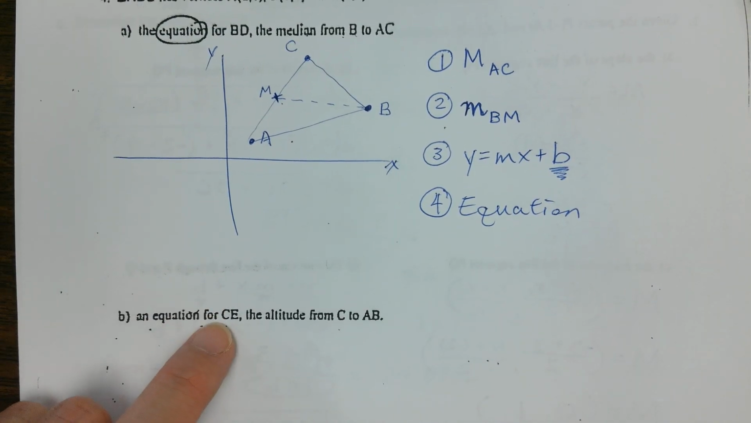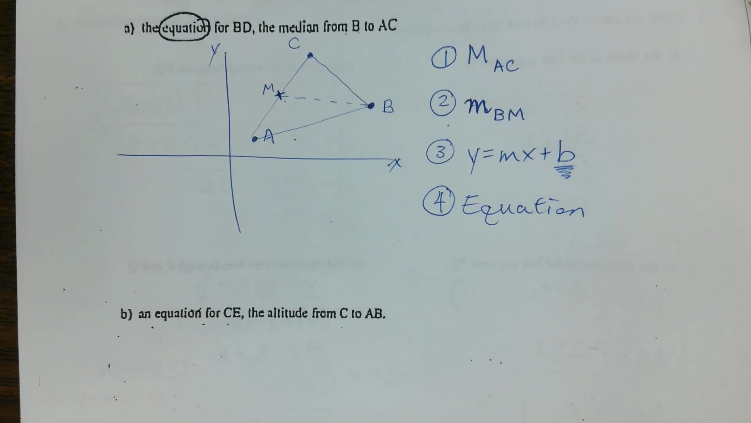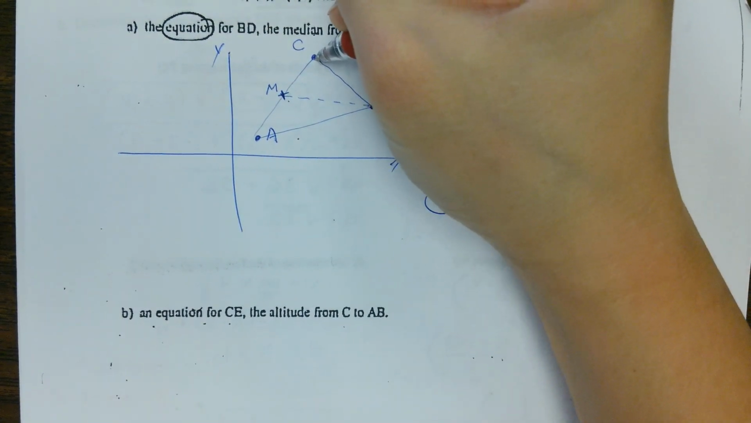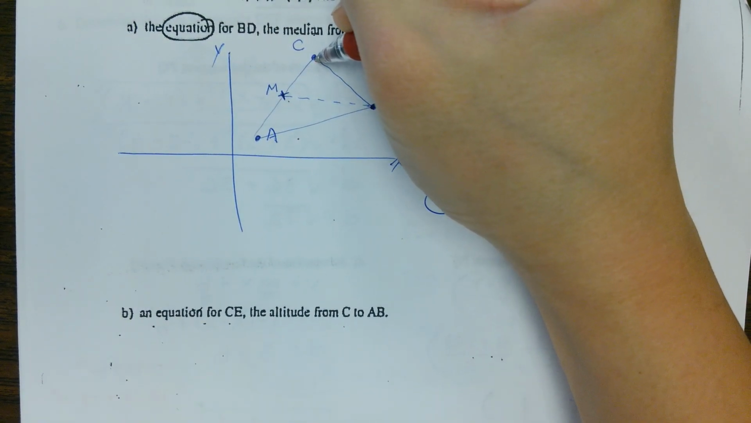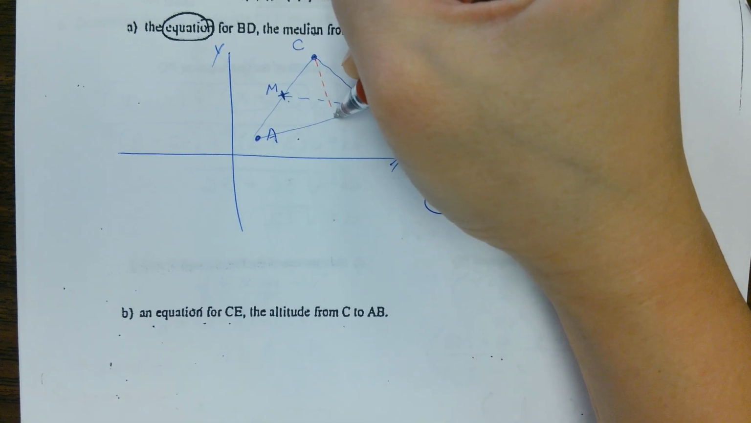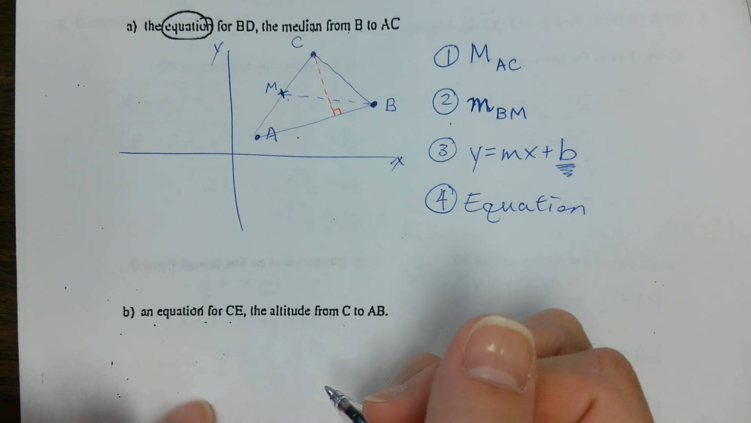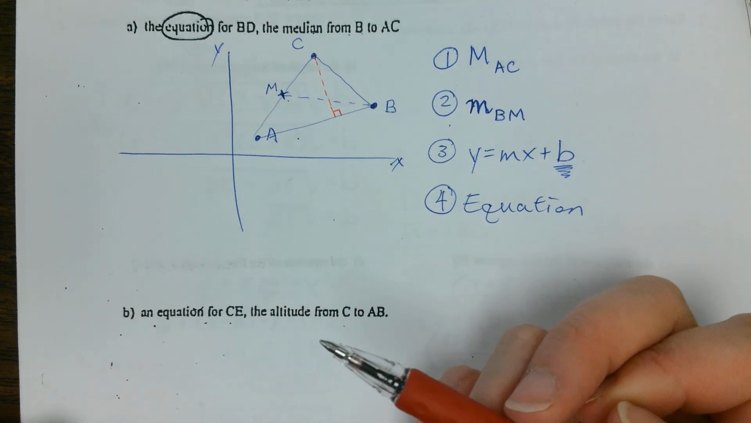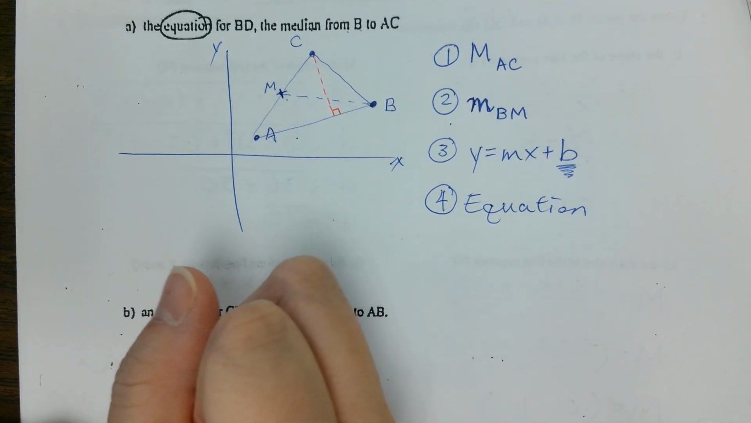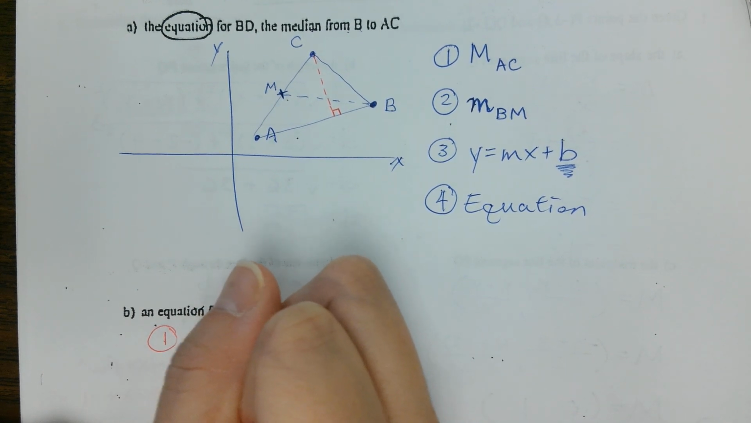Next, an equation for CE, the altitude from C. From C, how do I draw that? Perpendicular line to AB, good. So this red line right here. Do I need the midpoint of AB? No, because it's not at the midpoint. The midpoint would be over here. So my first step would be to find the slope of AB.